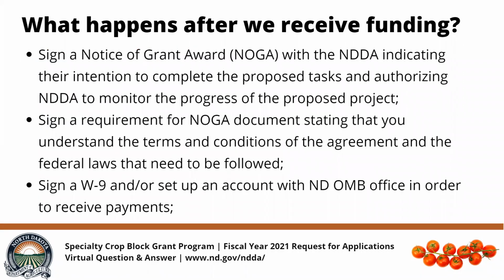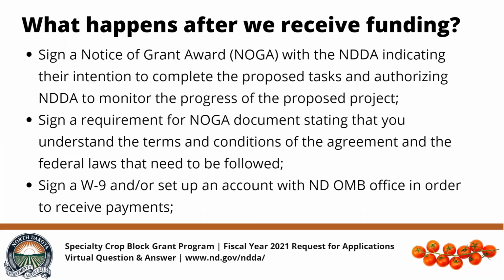Now, the work doesn't stop when the application package is submitted. Should your project be selected for funding, there are a few guidelines and requirements that selected applicants will need to follow. For example, selected applicants will need to sign a notice of grant award indicating their intention to complete the proposed tasks and authorizing the North Dakota Department of Agriculture to monitor the progress of the proposed project. Sign a requirement for notice of grant award document stating that you understand the terms and conditions of the grant agreement and the federal laws that need to be followed.